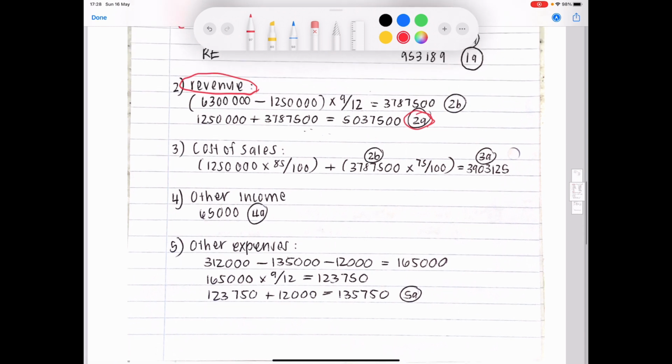I also make a heading for each of the calculations because it helps me to keep track of where all my calculations for the line items are. Because if you then later want to go back to it, then you know exactly where to find it. Instead of just random amounts all over the page and you can't remember which one is the revenue calculation or which one is the cost of sales calculation.